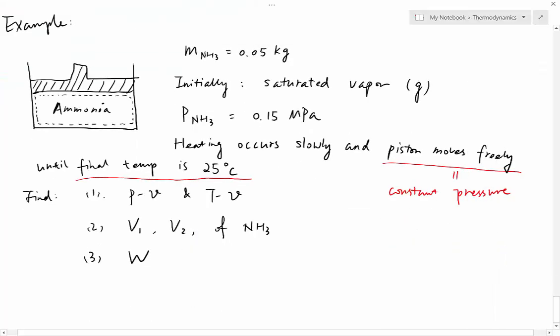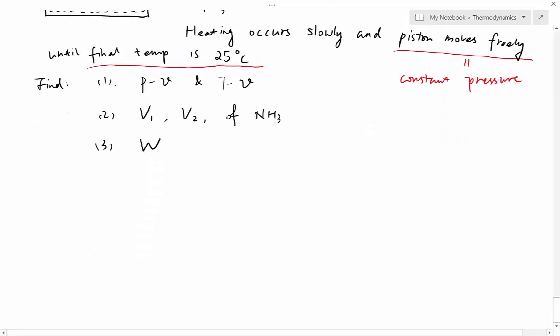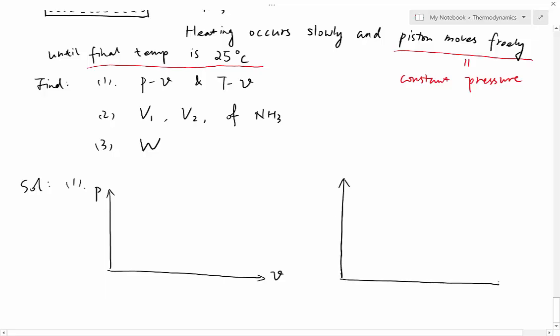Okay, so let's start from the first one: sketch the two diagrams. What we do is always the same. We sketch the two diagrams, P pressure versus nu specific volume, and then T temperature versus nu specific volume. The first thing we do is always sketch the vapor dome. Steep, less steep, steep, less steep. Okay, the two vapor domes.